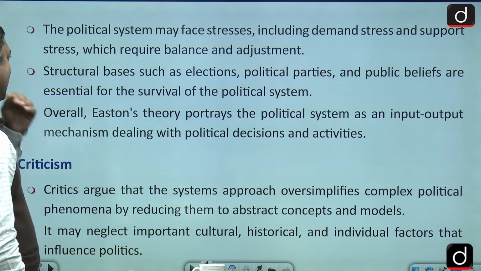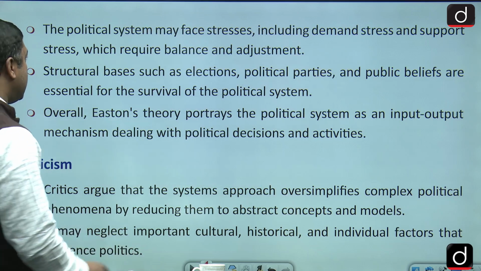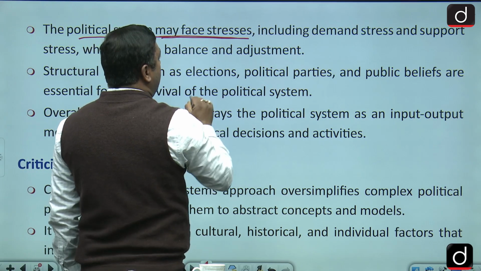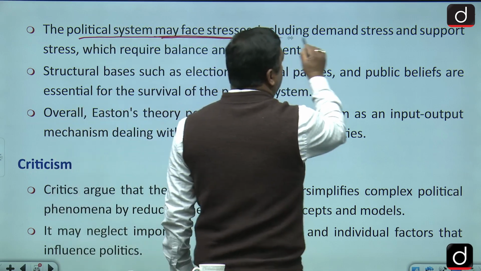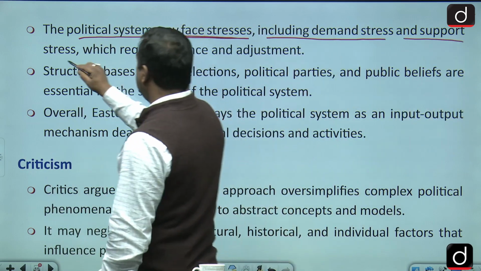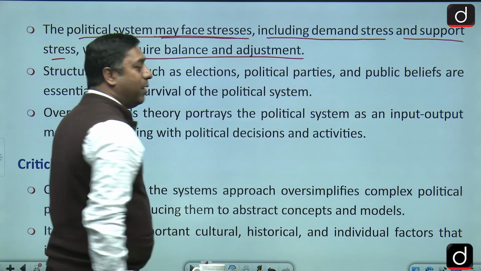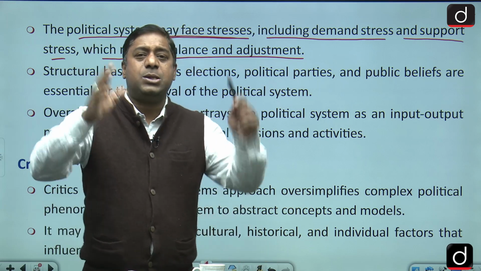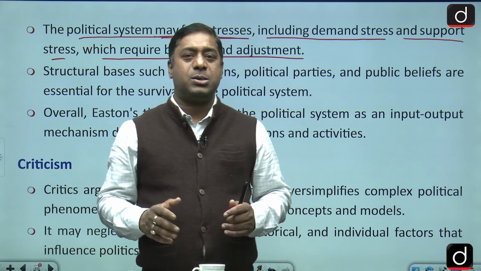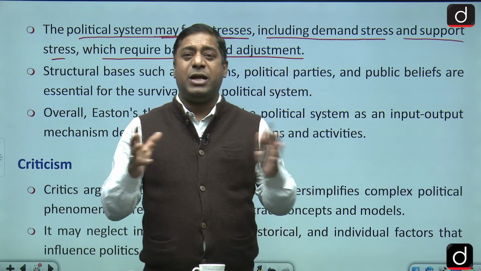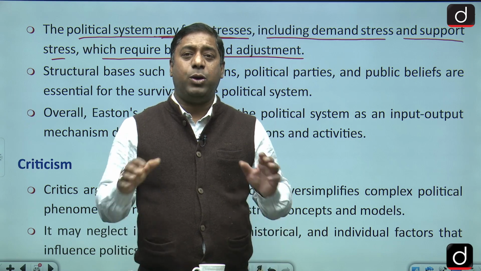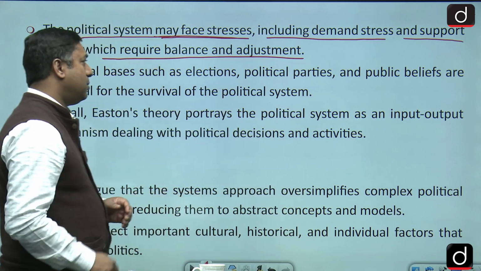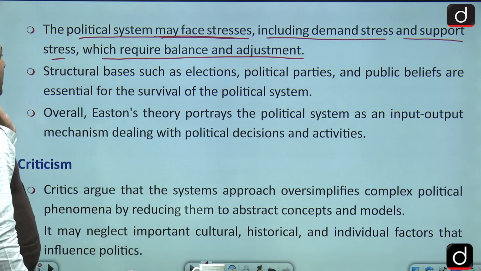Let's see what else he says. Easton says that the political system may face stresses, including demand stress and support stress, which require balance and adjustment. That means in a political system there will be stress, meaning tension: demand stress, support stress, every type of stress. But what we have to do is bring a balance and equilibrium between these stresses, and balance can only be brought by adjustment.